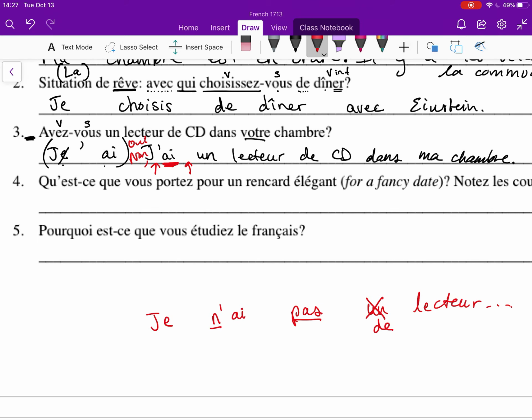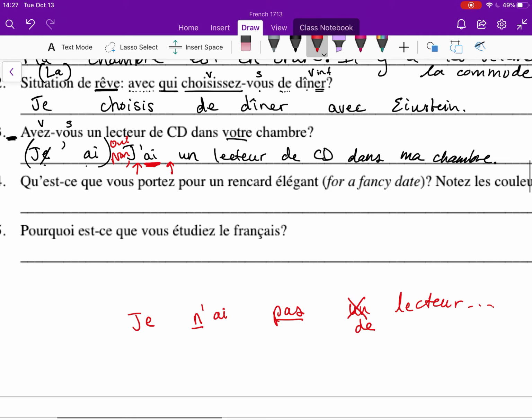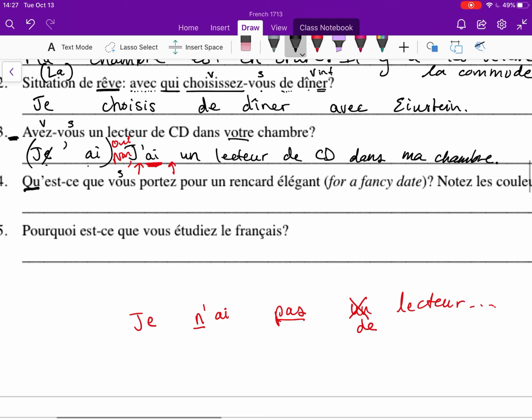Numéro 4. Qu'est-ce que vous portez pour un rencard élégant? Notez les couleurs. Let's think about question words here. Do you have one? The answer is yes. It's que, which means what. Find your subject, count your verbs. Here's your subject. Here's one verb and no other verbs after that.